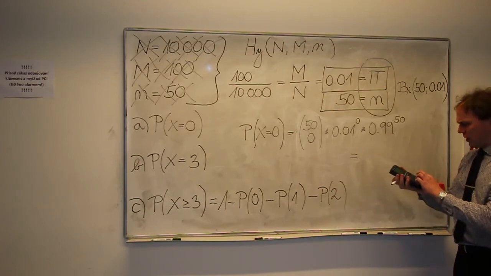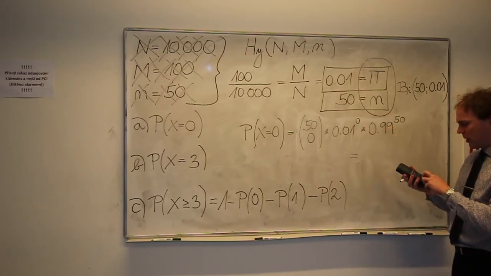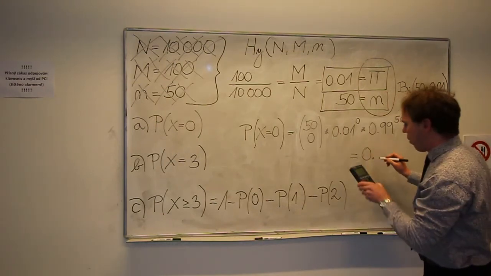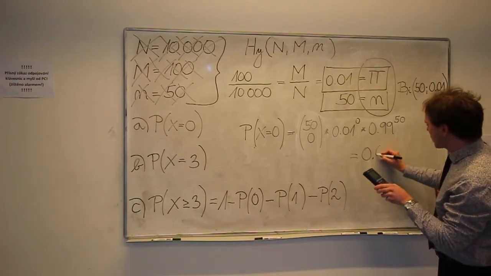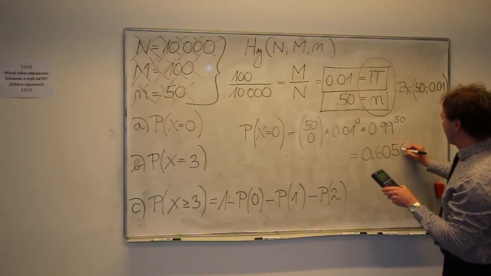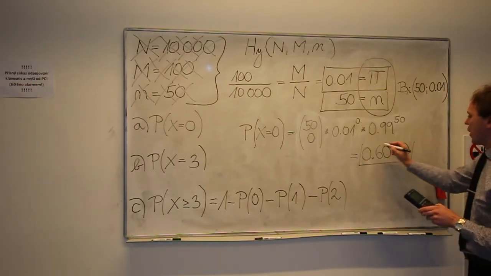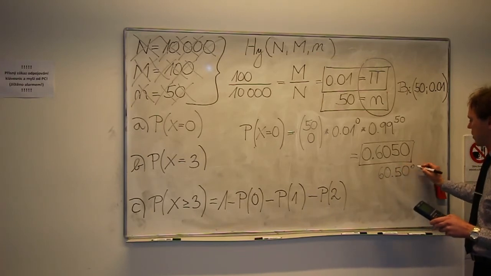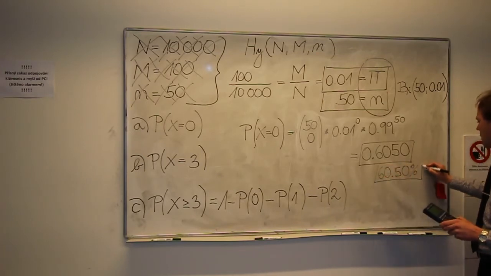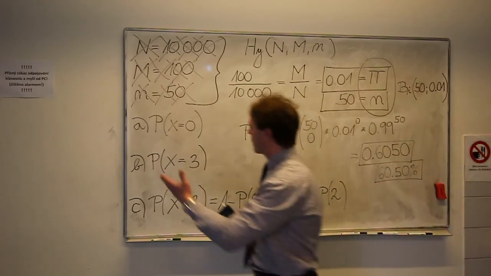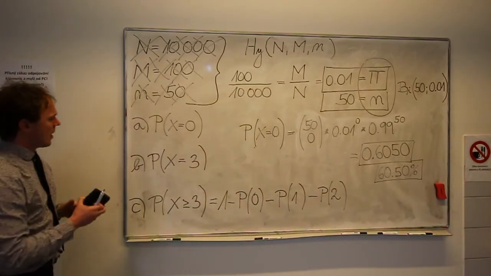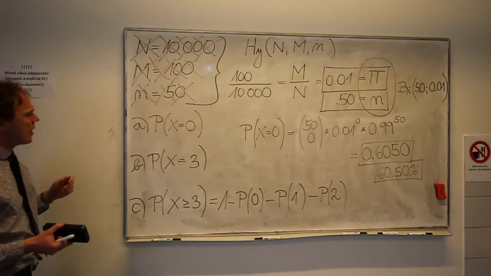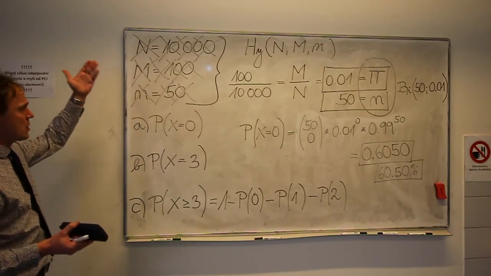Try to calculate this. The result is 0.99 powered by 50, and this is equal to 0.6050. So there we have calculated 60.50% probability that we will select nobody left-handed. There will be no left-handed person in our selection, if we select 50 persons from the population.